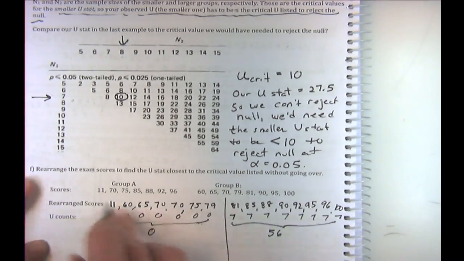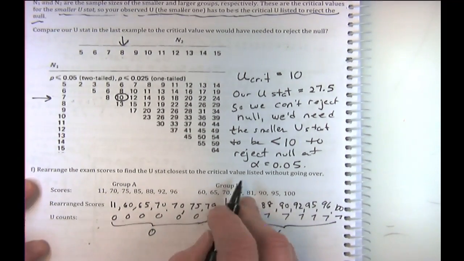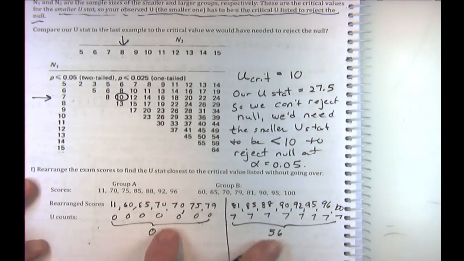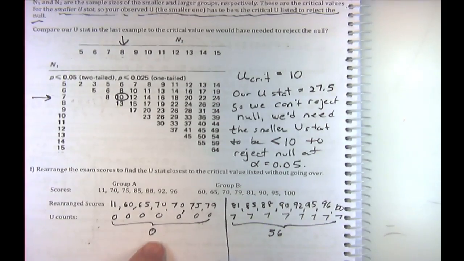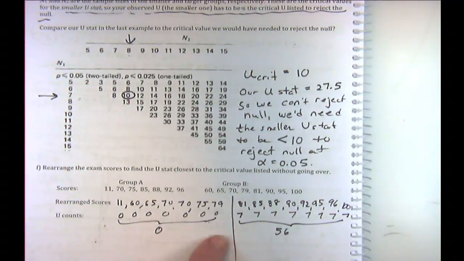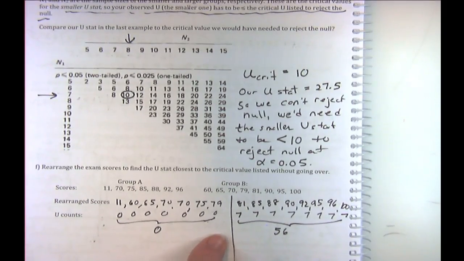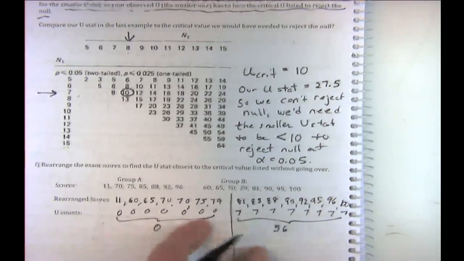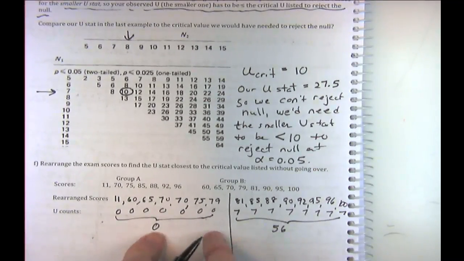So my question is, okay, to find the critical value listed without going over, closest to 10 without going over. Well, here we got 0, our small one 0. So I want to see, can you rearrange it so you get exactly 10? Try that, see if you can. There's probably multiple ways you can do that. Or see how close you can get. See if you can get 10.